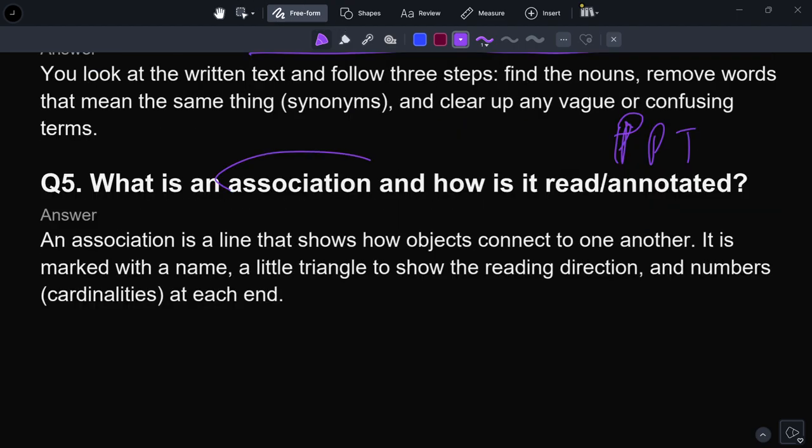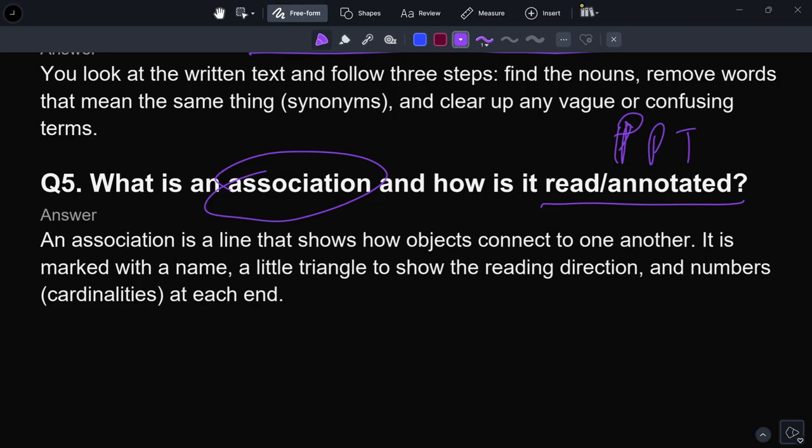Now, what is an association and how is it read and annotated? An association is a line that shows how objects are connected. For example, it's a line between two classes in a domain model. It shows that objects of those classes are connected in the real world. It is annotated with a name, a reading direction triangle, and cardinalities.